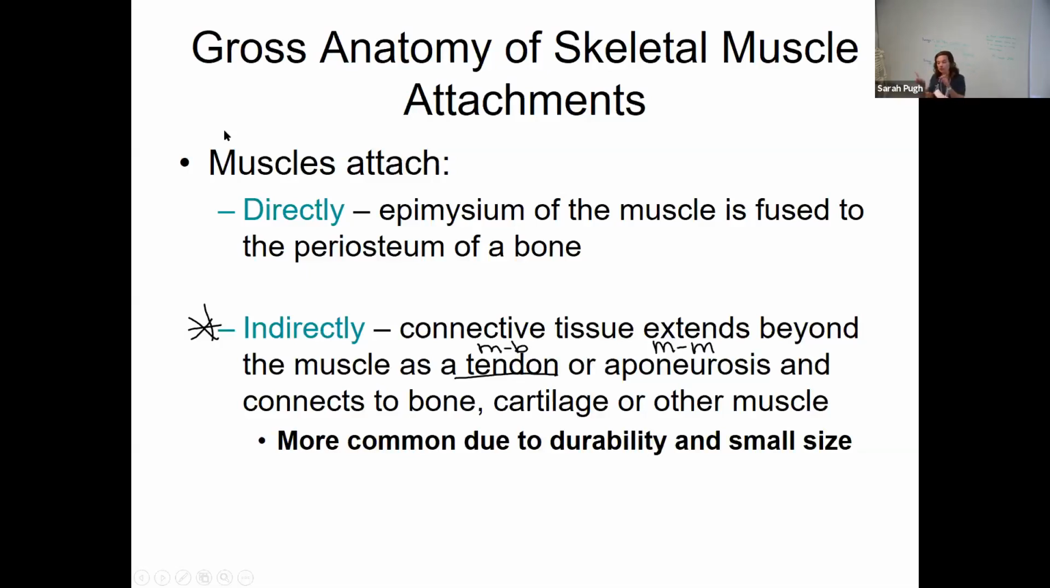Now, the other way your muscles can attach is directly, meaning the muscle basically just connects to the bone. It fuses to the periosteum of the bone. We don't see these often, but we can see these, okay? A couple of examples that we would have of these is some of your cranial muscles do this.